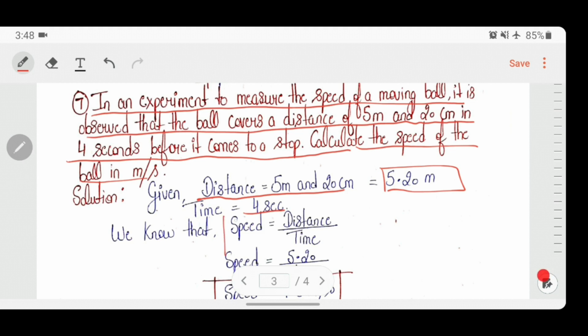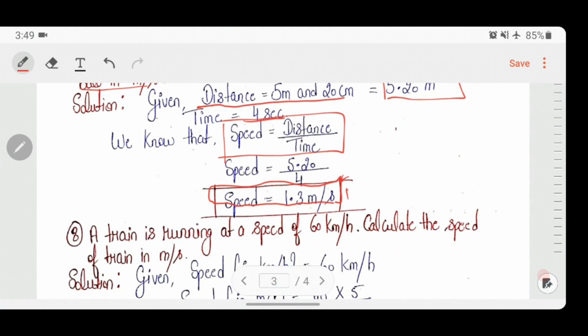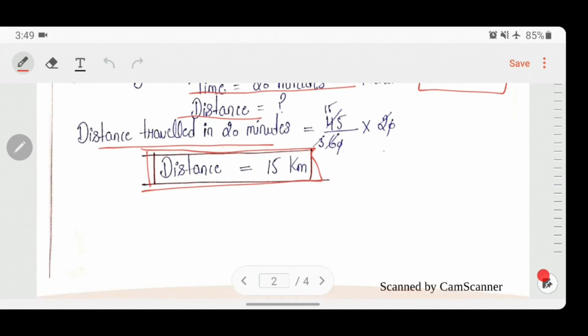You know that speed is equal to distance upon time, so you can easily find the speed of the moving ball in meter per second after putting the values of distance and time in the formula. The distance is 5.20 meters and the time is 4 seconds. After putting these values and dividing, you get speed equal to 1.3 meter per second. So you can easily find the speed of the moving ball. Now students, let's move to the next numerical.